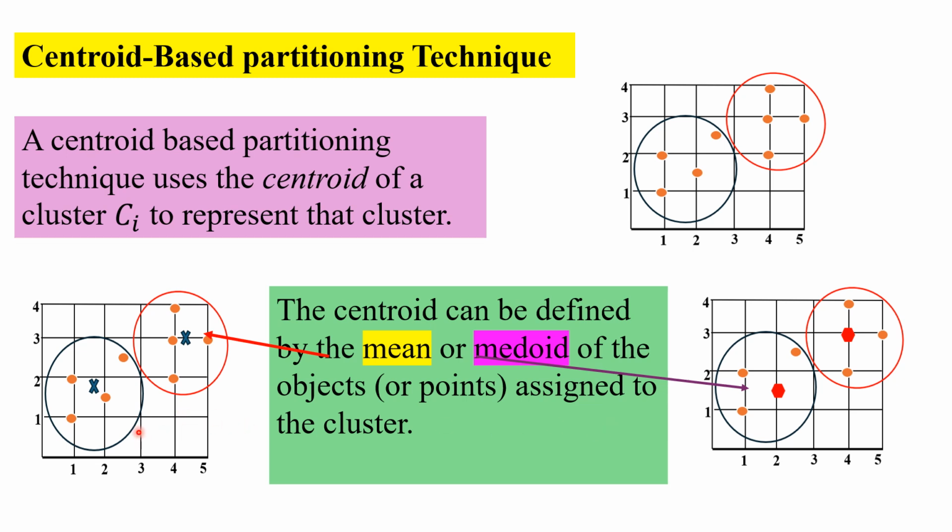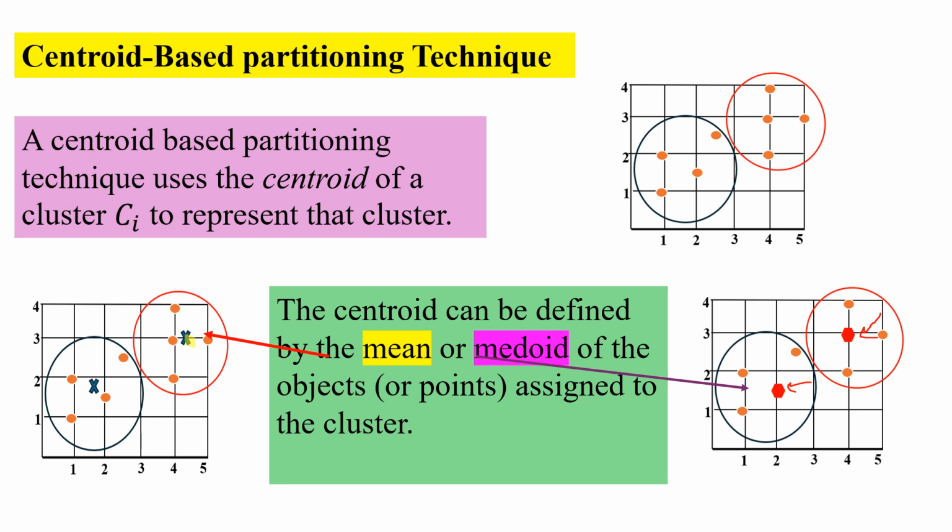In the bottom diagram, the left side cluster has means as the representatives. This mean point here is actually a computed value, and similarly for the second cluster. However, the second diagram shows us the medoids, which are actual data points.